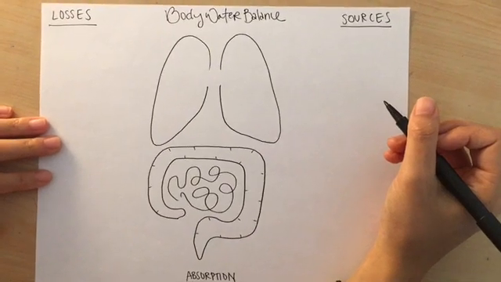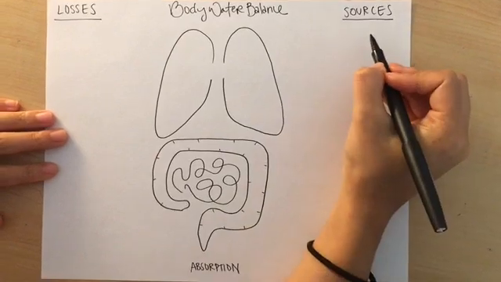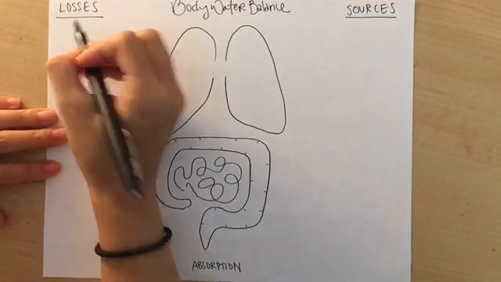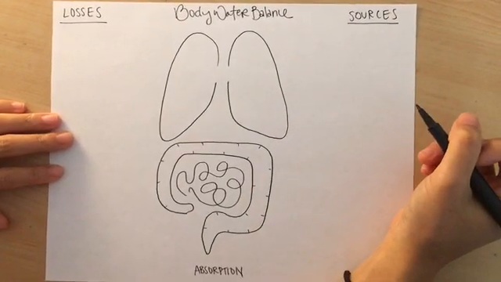So this section we'll be talking about body-water balance, which is comprised of sources of water for the body, how water leaves the body, and how water is absorbed within the body. To start, how does water leave the body?